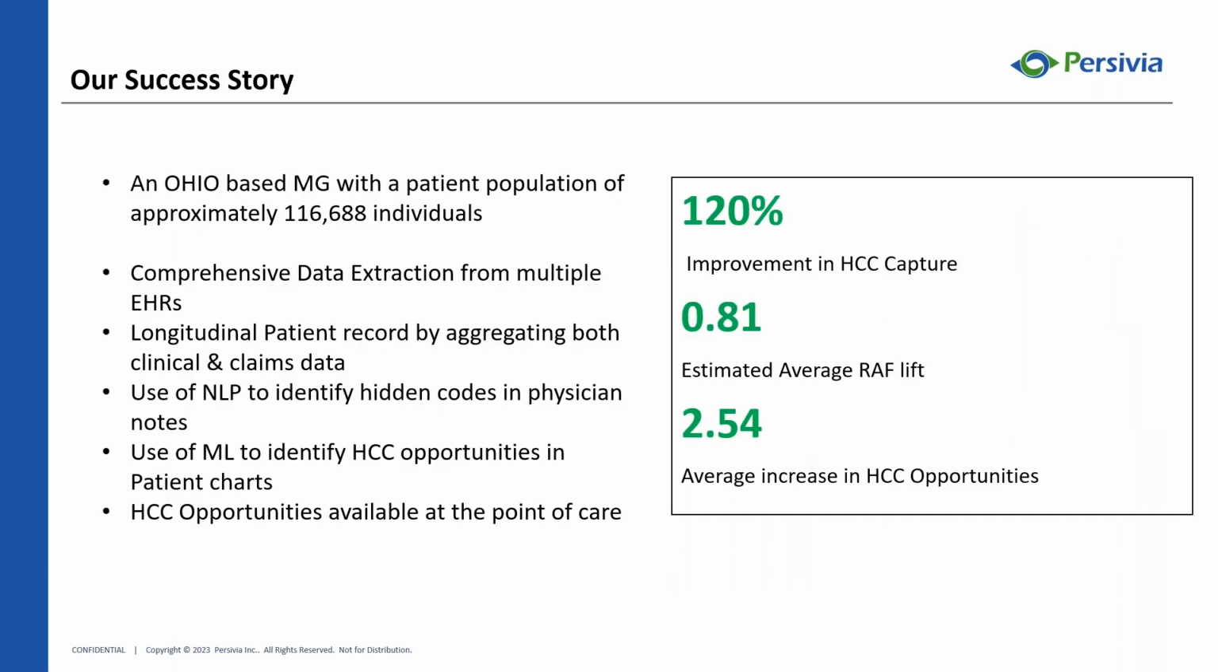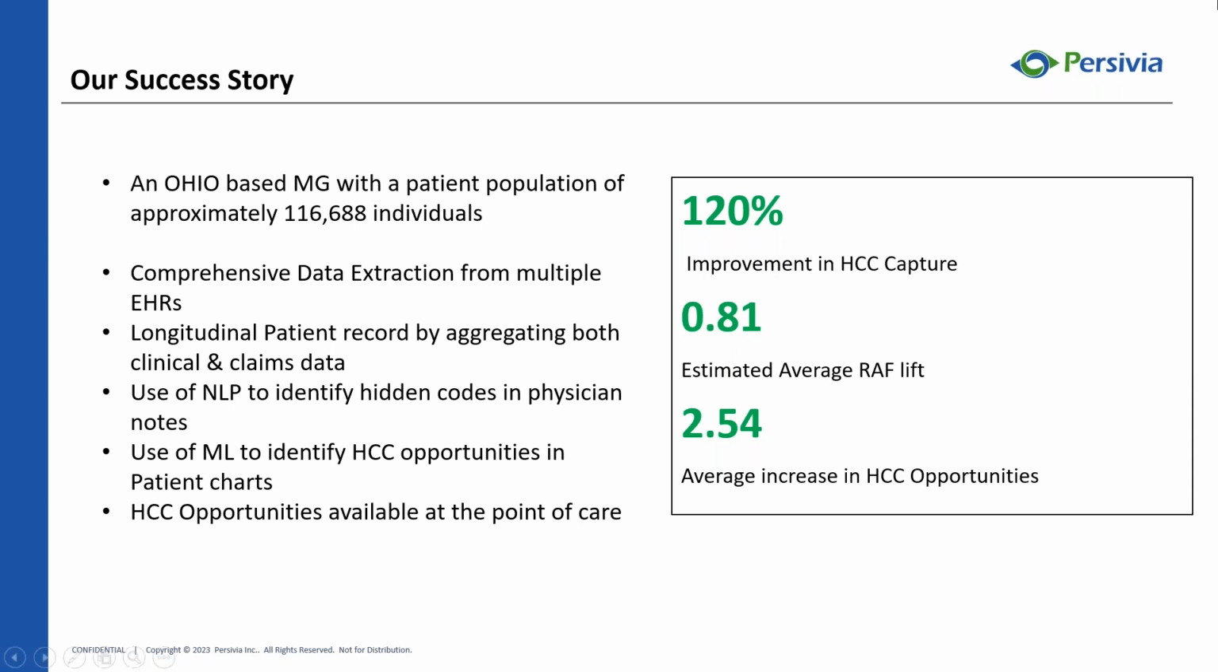Okay, so here we had an Ohio-based MG with a patient population of approximately 116,000 individuals. We performed comprehensive data extraction from multiple EHRs, and by extracting a longitudinal patient record, by aggregating both the clinical and claims data, we then applied NLP and machine learning to identify these hidden codes in the physician notes and HCC opportunities in the patient's chart, and then recommended the HCCs at the point of care.